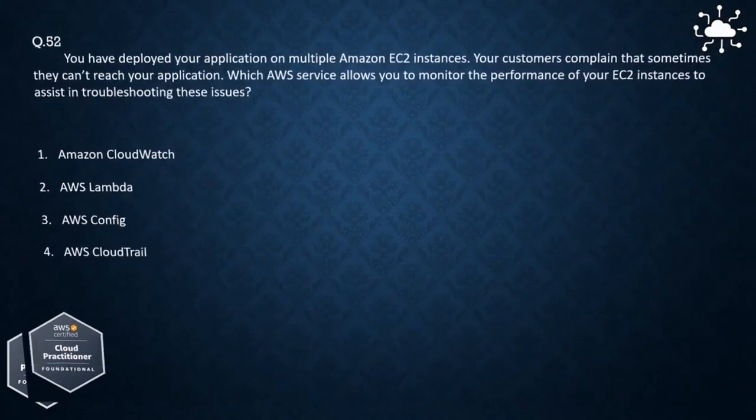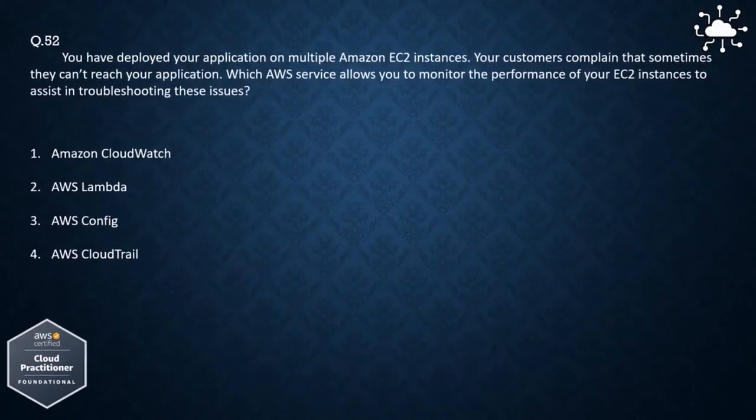Question 52. You have deployed your application on multiple Amazon EC2 instances. Your customers complain that sometimes they can't reach your application. Which AWS service allows you to monitor the performance of your EC2 instances to assist in troubleshooting these issues? 1. Amazon CloudWatch. 2. AWS Lambda. 3. AWS Config. 4. AWS CloudTrail.